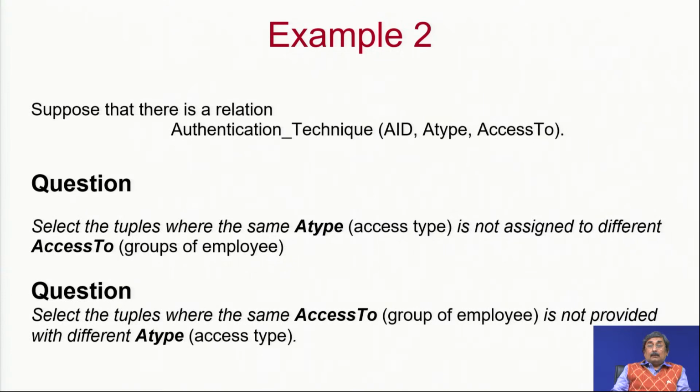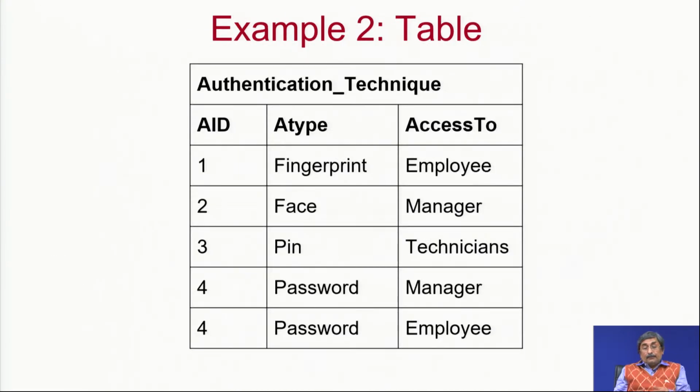And the other question is just the opposite. Find out the records where the same group of employees is not provided with different access types. So the access type will have to be different, and the access group will have to be different, and the same access type will occur in many records, and the same access group will occur in many records. Exactly that is what we have done.